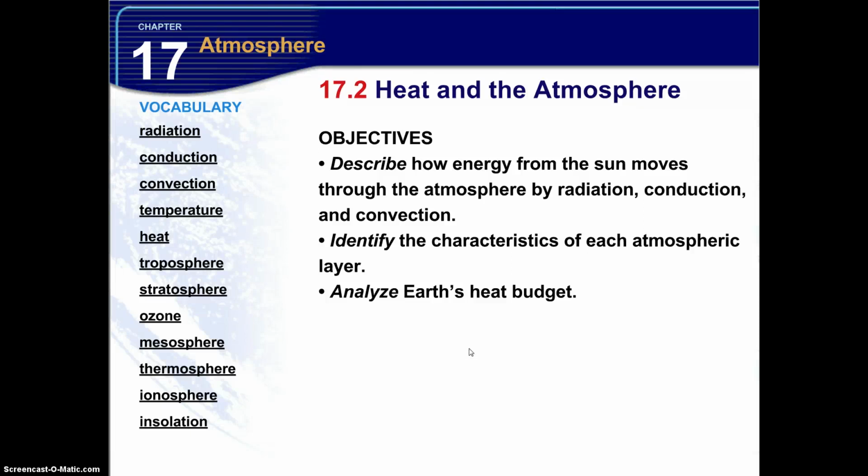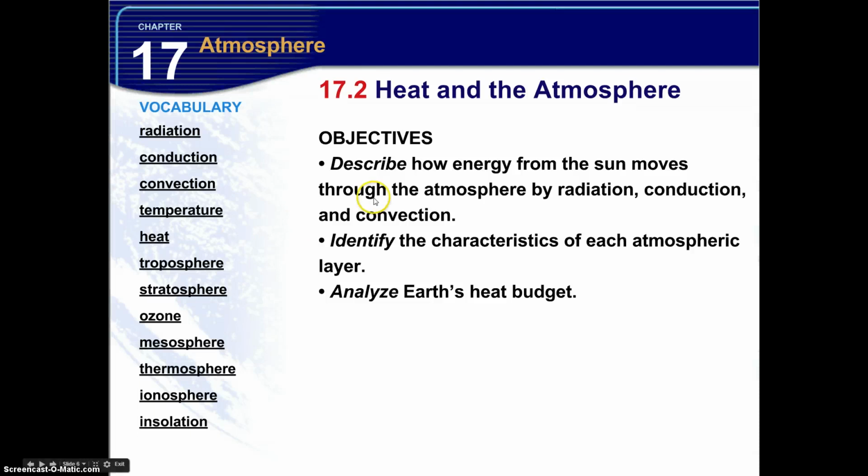Now we'll begin 17.2, heat in the atmosphere. Vocabulary list here is for 17.2. If you have not recorded your vocabulary and the definitions in your lab notebook at this point, please pause this and do so. And also make sure that you look through the headings and read through this section before you begin.